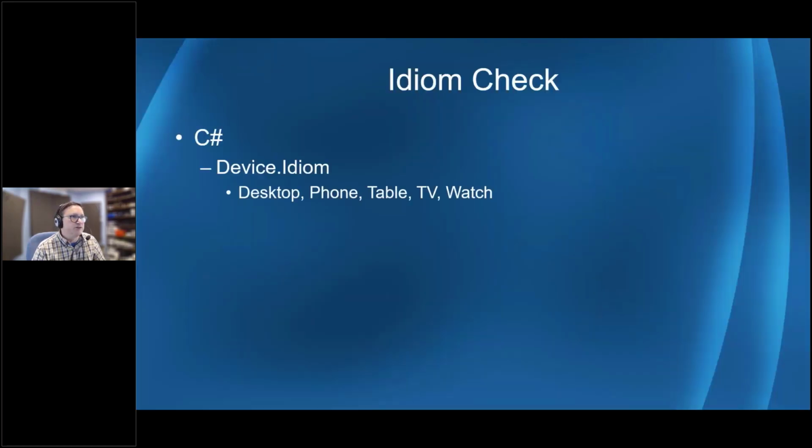So, idiom check. In C#, it's Device.Idiom. It'll come back with desktop, phone, tablet, TV, or watch. And XAML uses OnIdiom. So why is this important? If you have code that's going to be different between the iPhone and the iPad, you need to know what the operating system is, and you need to know what the idiom is.